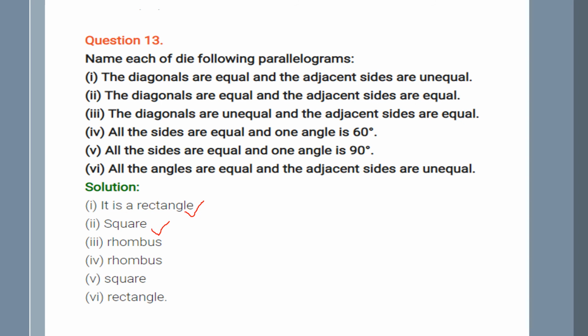Diagonals are unequal, adjacent sides are equal. Rhombus, because in a rhombus diagonals are not equal. All the sides are equal, one angle is 60 degree. All the sides are equal, means like this, if you are drawing a rhombus, all the sides are equal like this, and you can say that one angle is of 60 degree, right? This will be a rhombus.